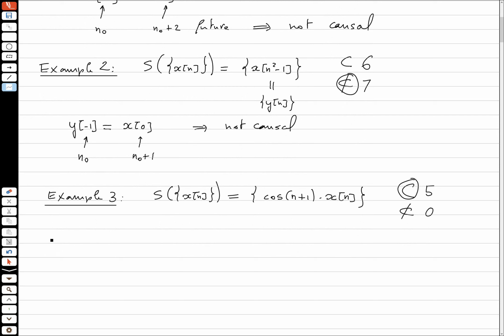So this is y of n. Does y of n not depend on x of n naught plus 1, x of n naught plus 2? No, it does not. Done. You got tricked because of the n plus 1, but this is not about x. This you can calculate any time you want. It doesn't depend on the input.